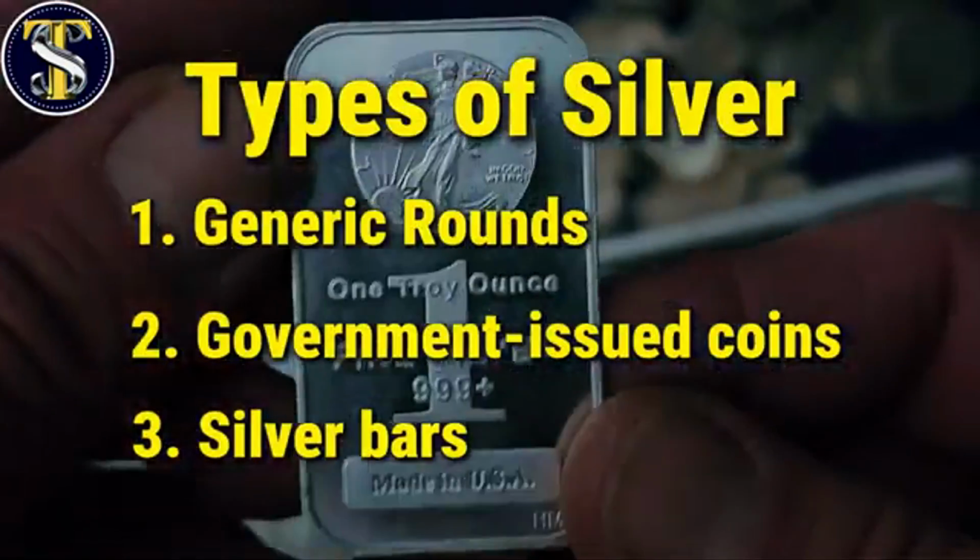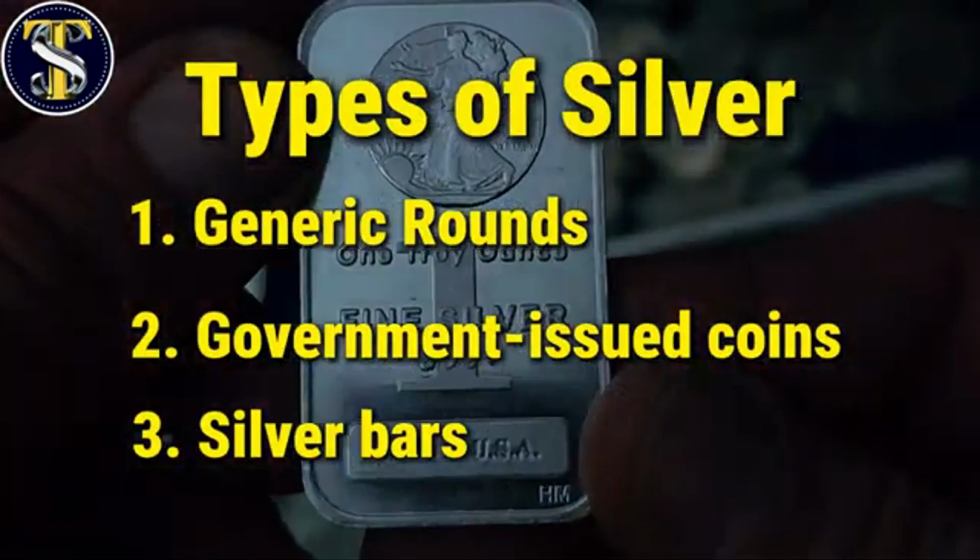They have a rectangular shape and, depending on the weight of the bar, can vary in thickness. Both bars and coins contain the same amount of silver by weight.